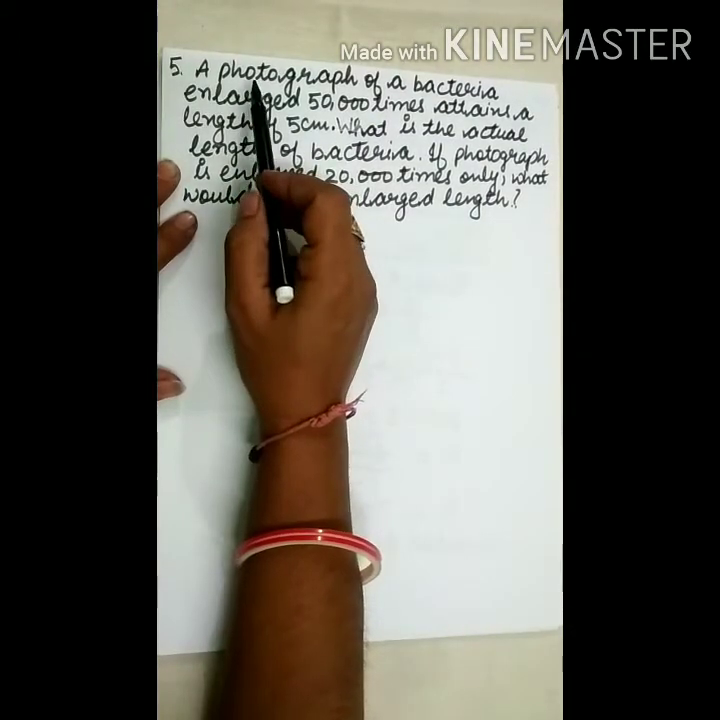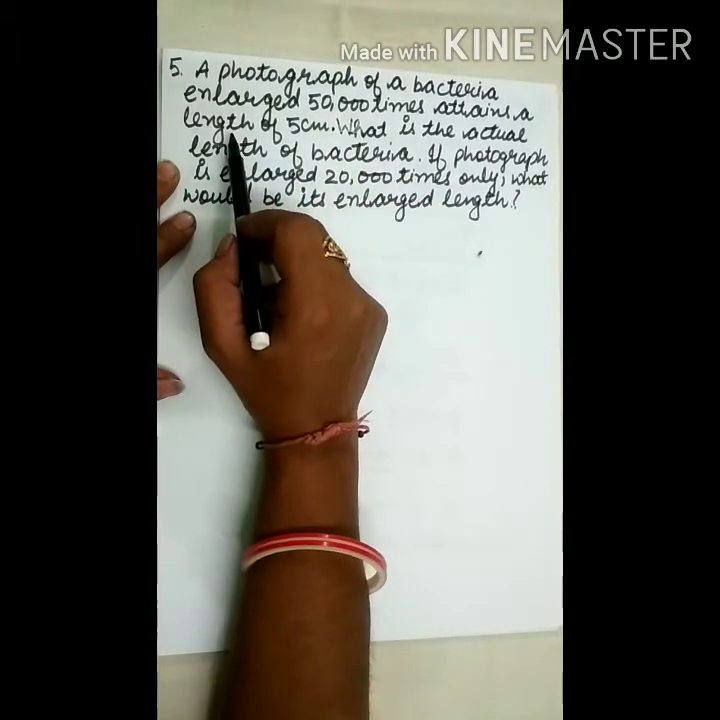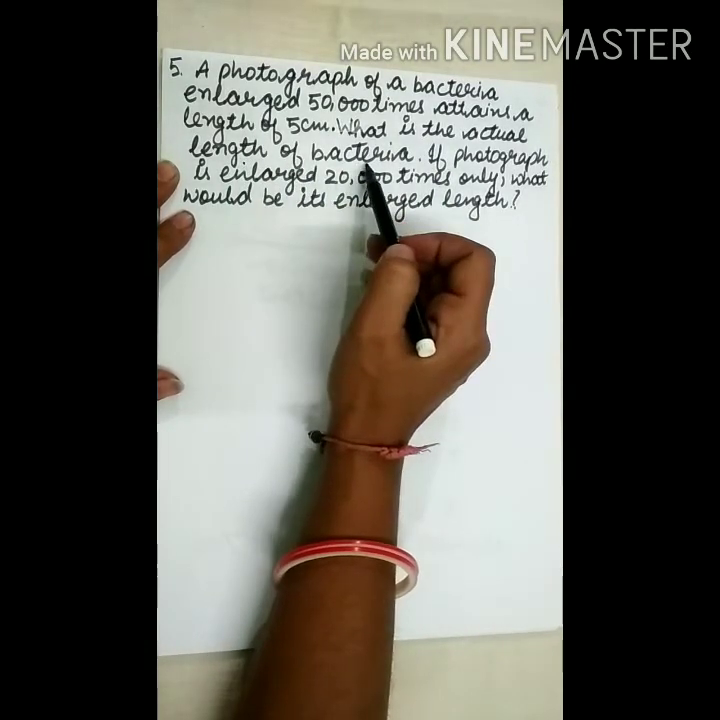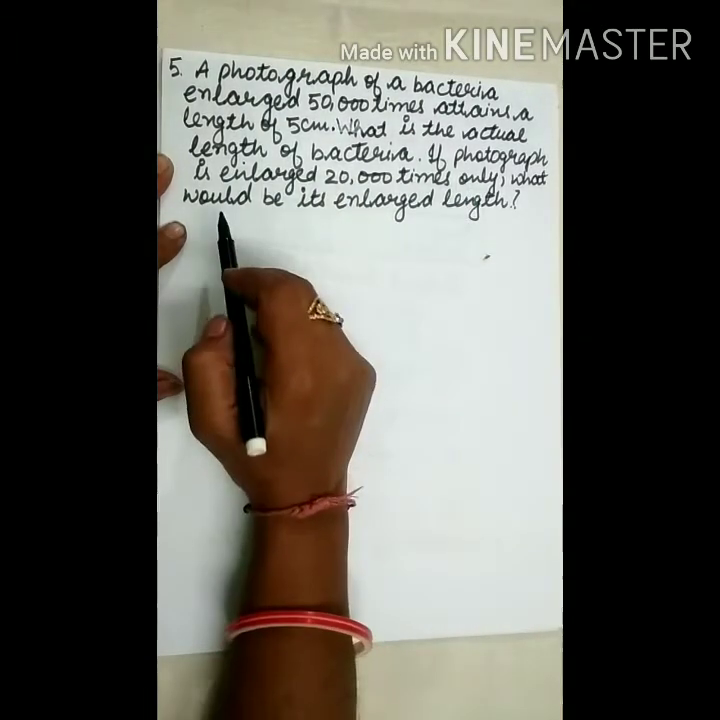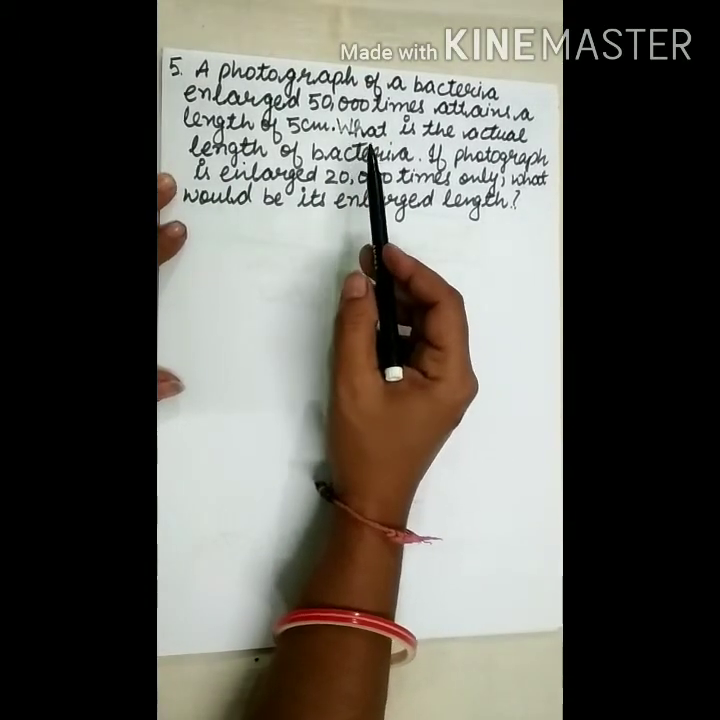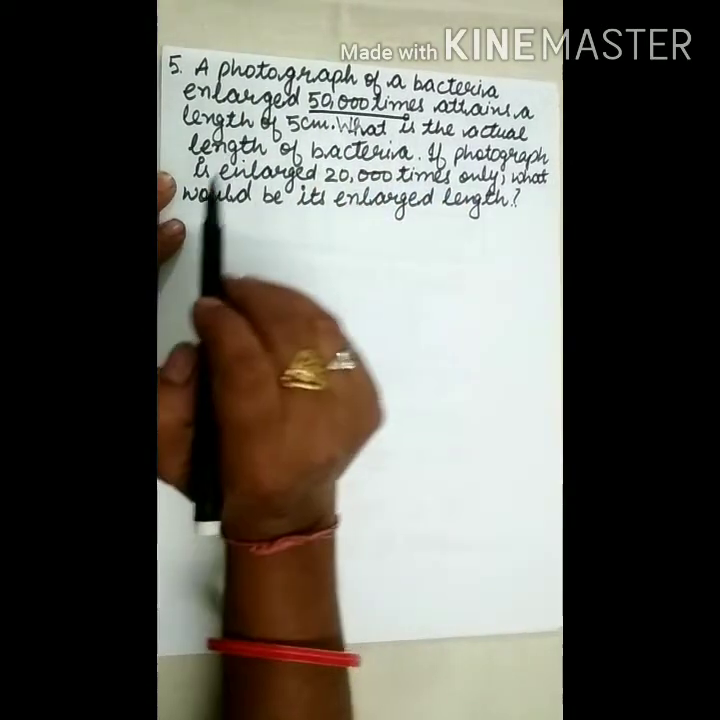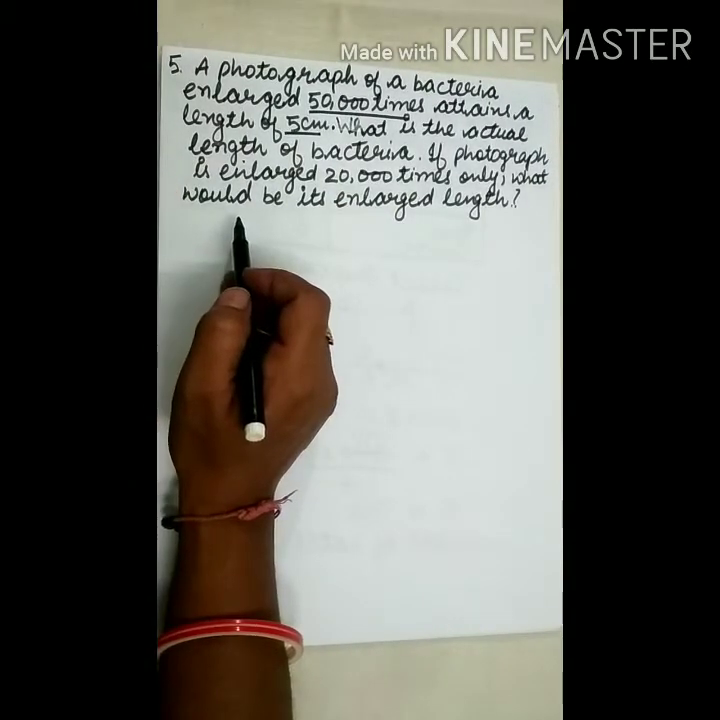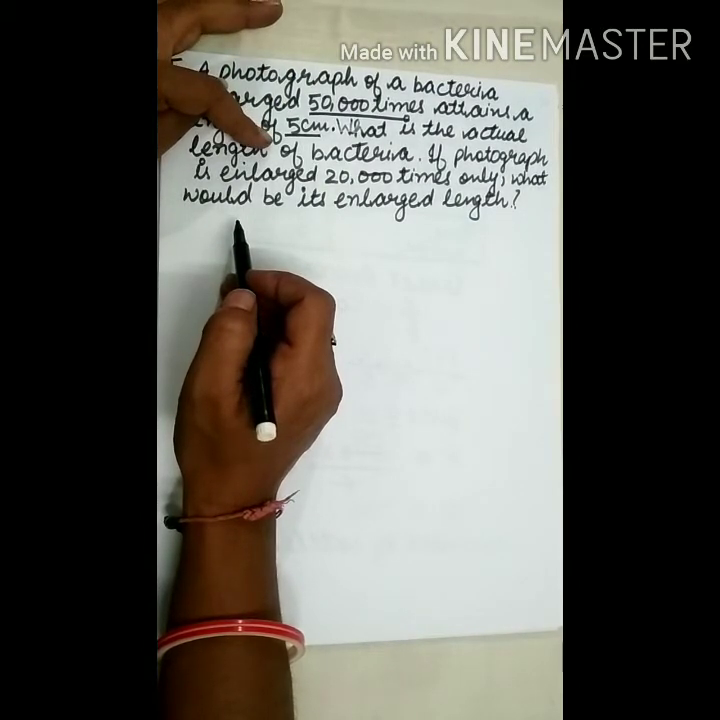Question number 5. A photograph of a bacteria enlarged 50,000 times attains a length of 5 centimeter. What is the actual length of bacteria if photograph is enlarged 20,000 times only? What would be its enlarged length? Now the first statement is the photograph of the bacteria is enlarged 50,000 times and it is attaining the length of 5 centimeter. It means here the number of times photograph enlarged and what the length of bacteria is given.